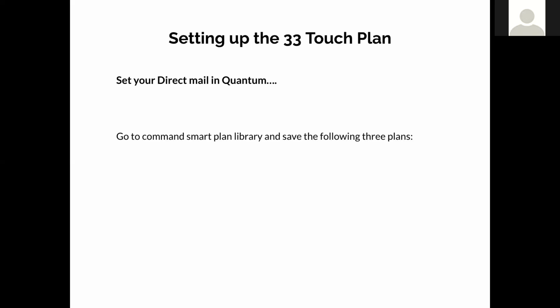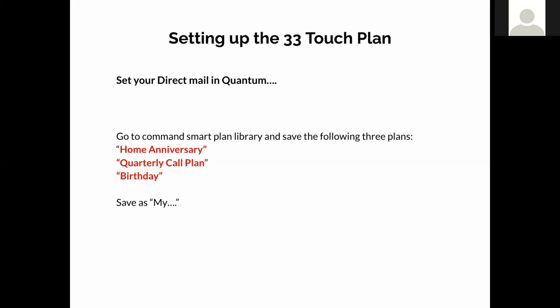You need to go to Command Smart Plan Library and save the following 3 plans if you have not already done it. I asked you to do this a couple of weeks ago, but just in case you haven't already done it, I need you to save the home anniversary plan, the quarterly call plan, and the birthday plan. And when you click it, it says save as my birthday plan, my quarterly call plan, my home anniversary plan. Do not change the name. Save it that way, my birthday with the my.